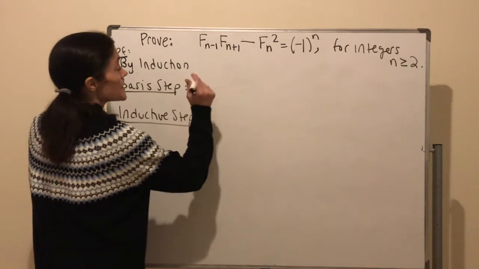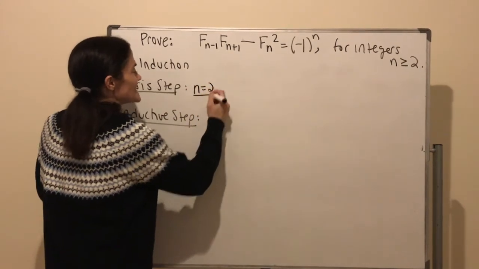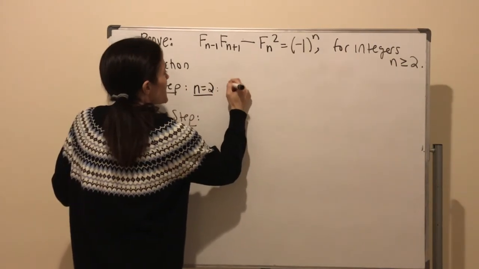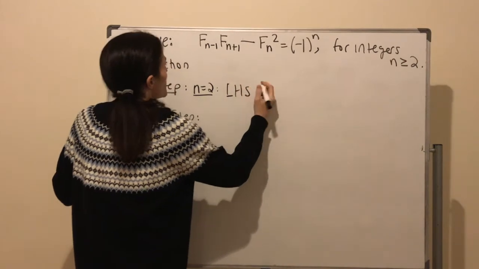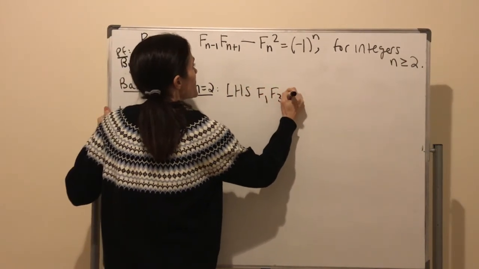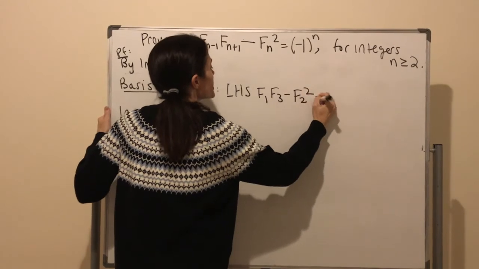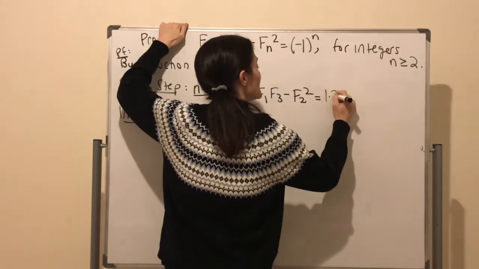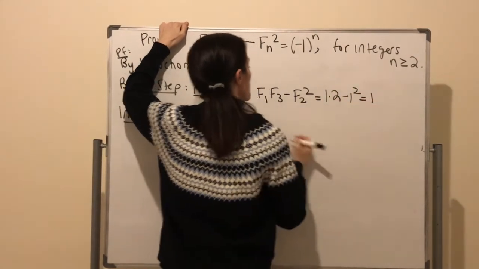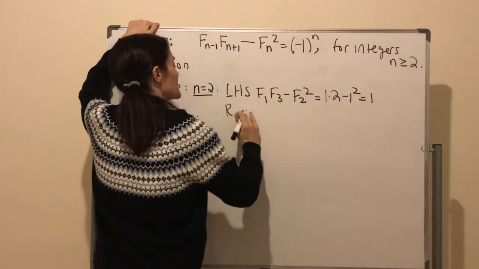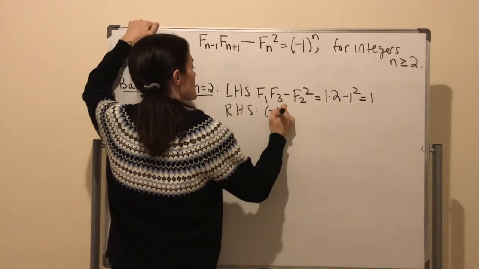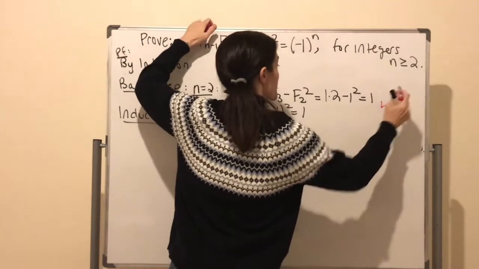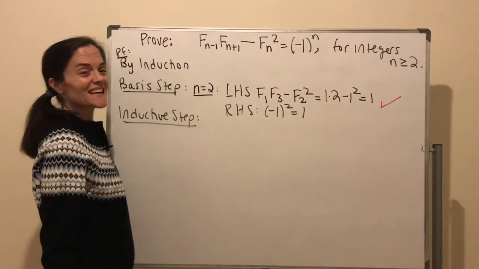The basis step is n equals 2, and this is just a verification. The left-hand side is f_1 times f_3 minus f_2 squared. And f_1 times f_3 is 1 times 2, minus 1 squared, this is 1. And the right-hand side is (-1) squared, which is also 1. And so our basis step is complete. Now for the inductive step.